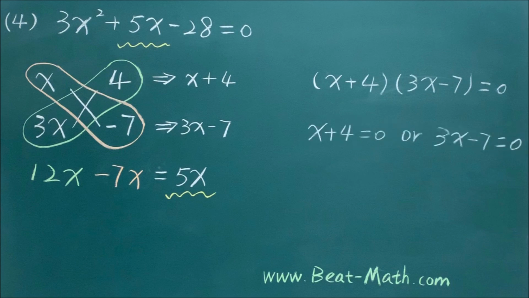When x plus 4 equals 0 or 3x minus 7 equals 0, the equation equals 0. Solving these two simple linear equations will get the two roots, x equals negative 4 or x equals 7 over 3. That's all for today.